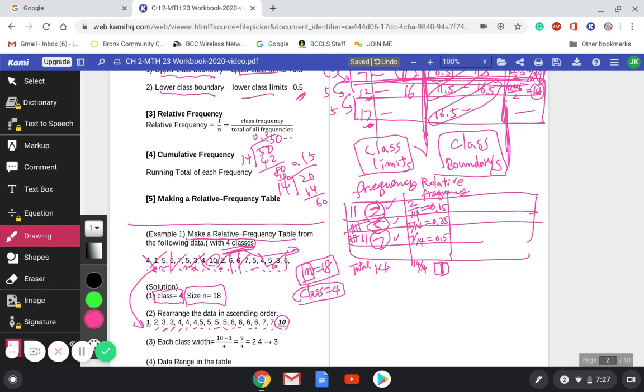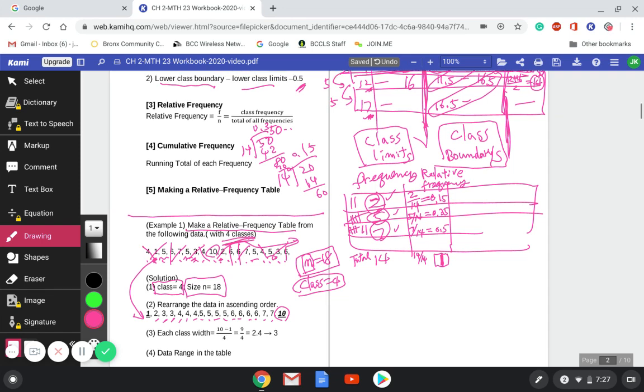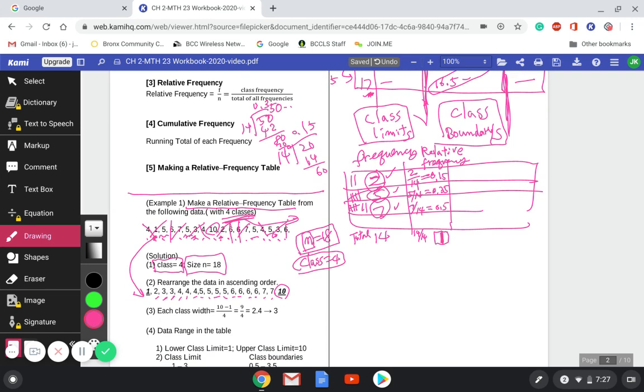So it is very important that you rearrange the data in ascending order. Okay. Otherwise, dealing with the data is very complicated. Now, the first calculation you do is finding a class width. So what was the formula of class width? Largest number minus smallest number divided by number of class, which is 4 in this case.